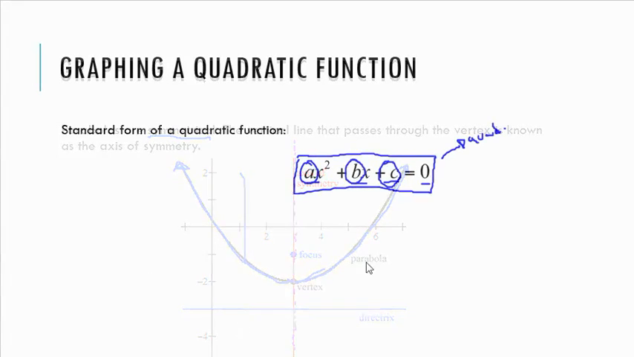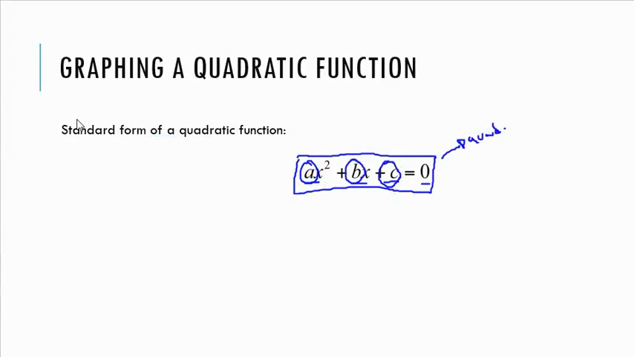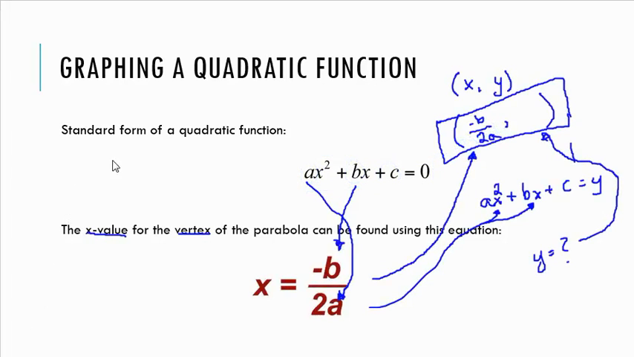So our standard form of a quadratic function is ax squared plus bx plus c equals 0. You guys may know this already, but we're going to use this to find the parts of a parabola, like a vertex, the axis of symmetry, and zeros, using different formulas. The standard form of a quadratic function, again, is ax squared plus bx plus c equals 0.